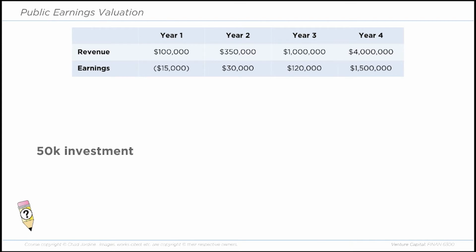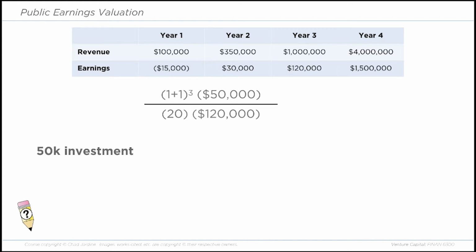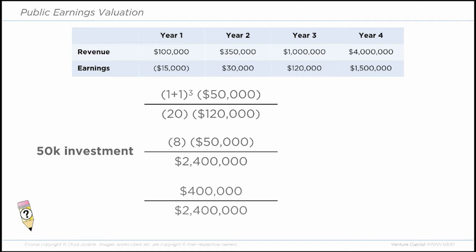This time, everything is the same except we're going to use public earnings. We're looking at a public company now instead of a private one. The investment amount stays the same at $50,000. This time when we plug in our numbers, we're going to use an earnings multiple of 20 instead of our private earnings multiple of 5 that we used the last time. So as we multiply this out, now we've got 8 times 50 on top, but we've got 2.4 million in the denominator. So 400,000 over 2.4 million gives us a hurdle rate of 16.67%.